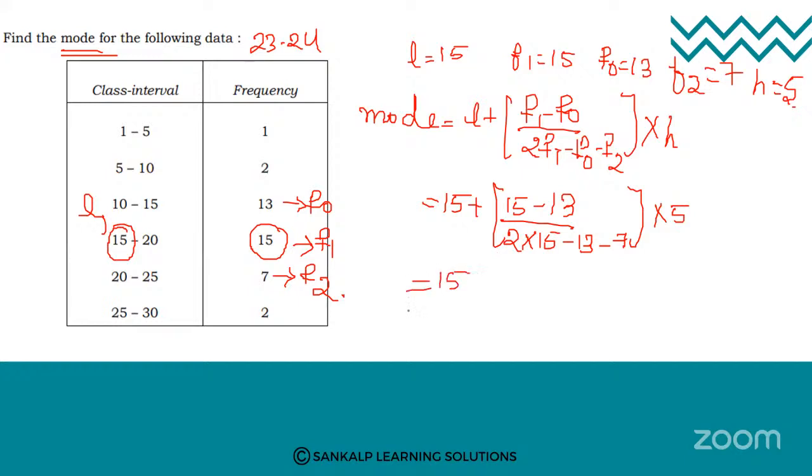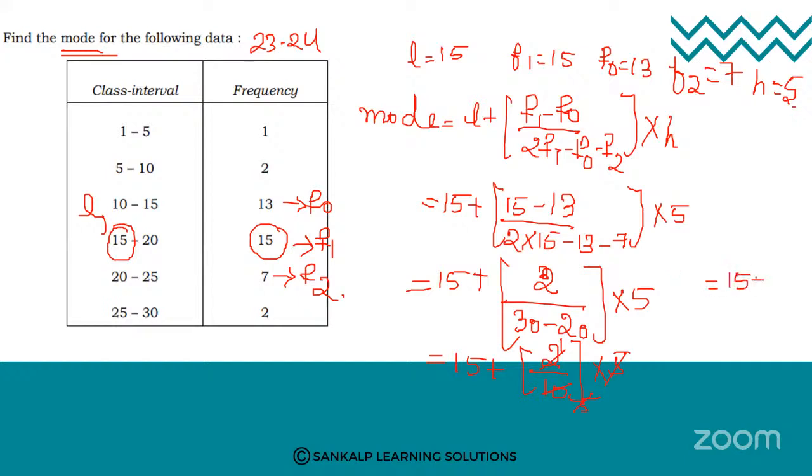Now, that is 15 plus 15 minus 13, that is 2, divided by 2 into 15 is 30, minus 13 minus 7, that is 20, into 5. So 15 plus 2 divided by 30 minus 20, that is 10, into 5. So 2 5s are 10, and the 5 will get cancelled. So 1 into 1, that is 1. Therefore, mode is equal to 15 plus 1, which is 16. The mode value is 16 here. This question was asked in 2023-24.